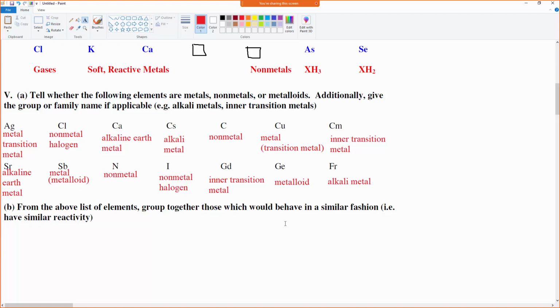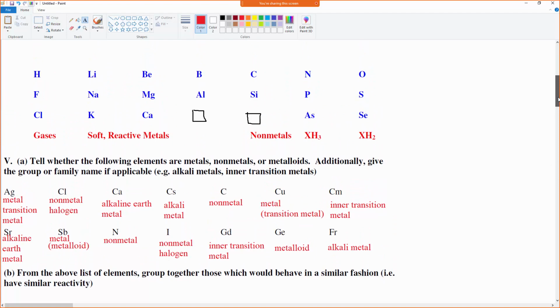Okay, so then for B, for the above list of elements, group together those which would behave in a similar fashion. That is, have a similar reactivity. So what are you looking for to determine if something has similar reactivity? What are you looking for there? Same group. Perfect. So if they're in the same column, that's the group, then they're going to have similar reactivity.